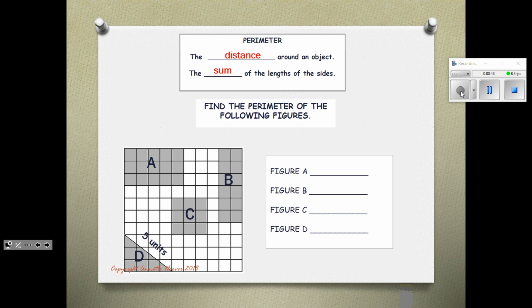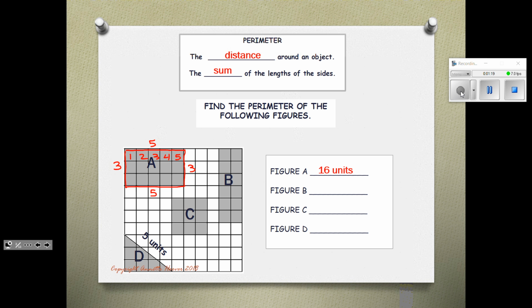So if you look down here at figure A, on the top part, if you were to count these units, you would see that it's 5 units across the top. It is 3 units on the right side, 5 units on the bottom, and 3 units on the left side. So to figure out the perimeter, we would simply add all of those numbers together. And 5 and 5 is 10, 3 and 3 is 6, and 10 plus 6 would be 16.